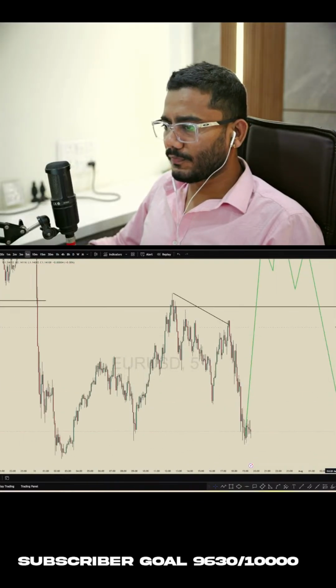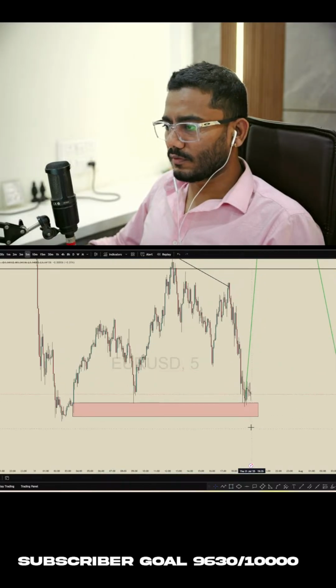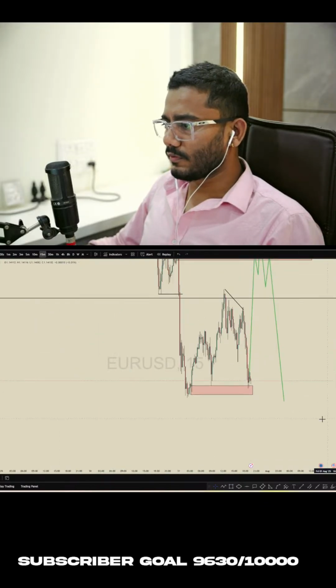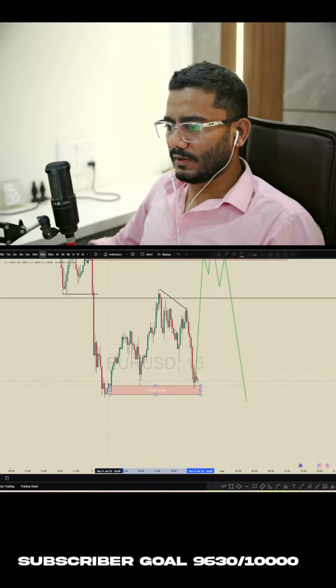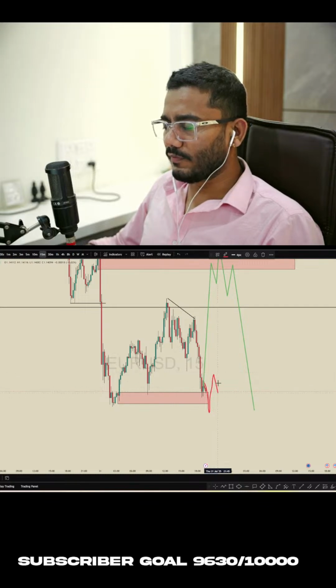Right now, price can react from this order block. It has already been mitigated, but it can sweep this liquidity, and if this breaks, then we can look for an internal structure, like upside trades to this POI.